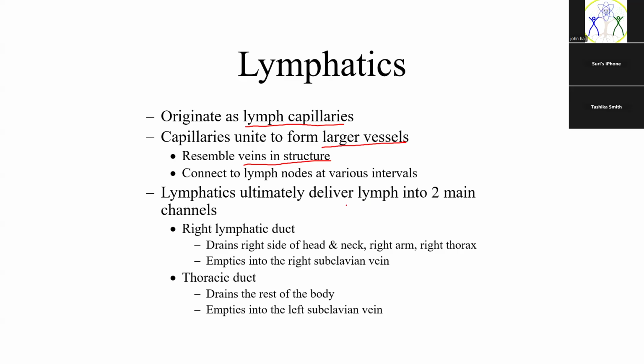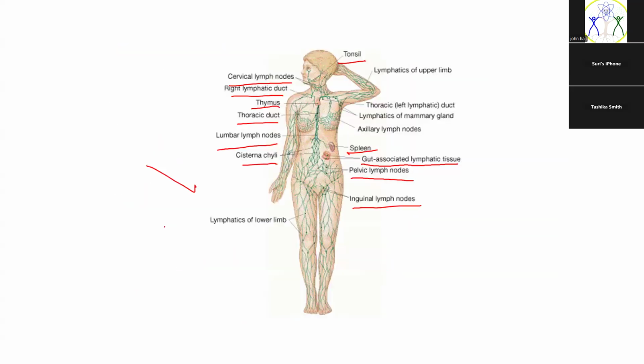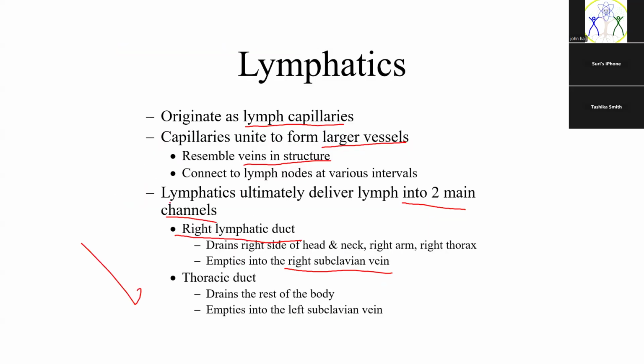But it says eventually though, the lymph is funneled into two main channels, and this sends the lymph to the blood. You have the right lymphatic duct, and this duct is going to drain the right side of the head and neck, right arm, right thorax. This empties into the right subclavian vein. Then you have the thoracic duct that does the rest of the body and empties into the left subclavian vein. This is an important slide. All right. So far, we've gone over two super important slides. This one and that one, right?